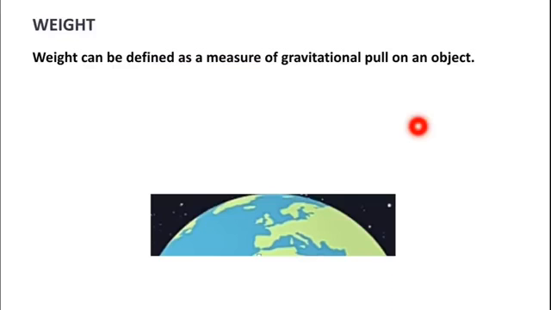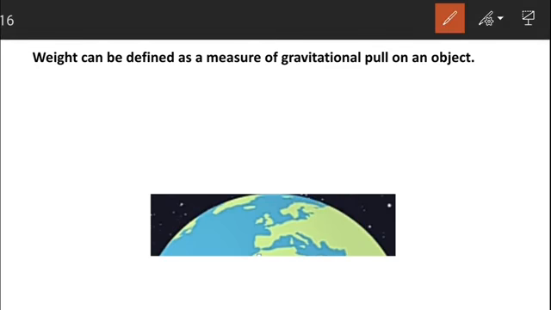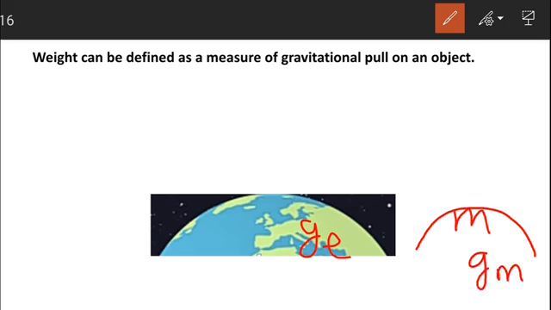Now students, let us understand what is weight. So in general, weight is defined as the measure of gravitational pull on an object. It means the stronger the gravitational pull acting on an object, the more the weight will be. Let us understand it with the help of an example. Here you can see that this is the surface of Earth, and again let us assume this is the surface of Moon. The acceleration due to gravity on the surface of Earth is g_E, and the acceleration due to gravity on the surface of Moon is g_M.